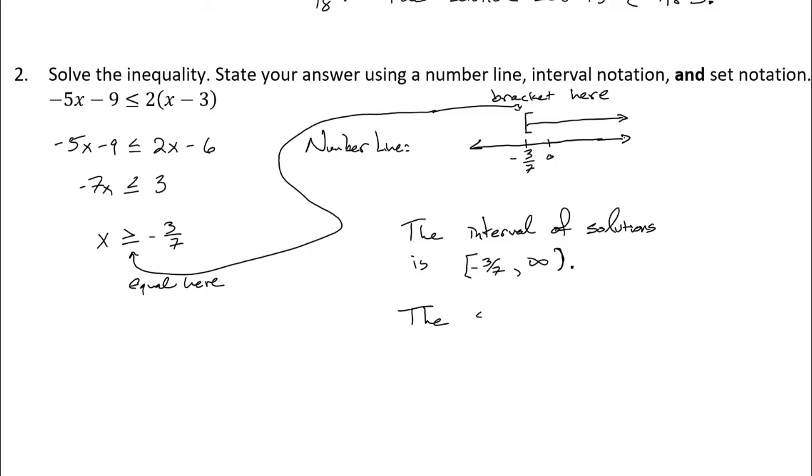The solution set is the set containing x values such that those x values are greater than or equal to negative 3/7. Close our set bracket, period. And again, if you want to understand what all those symbols mean, you need to go back and watch the last video where I went into all of that.